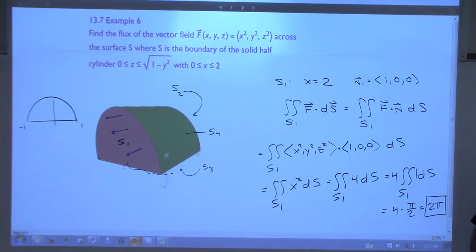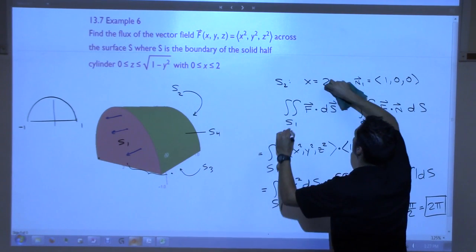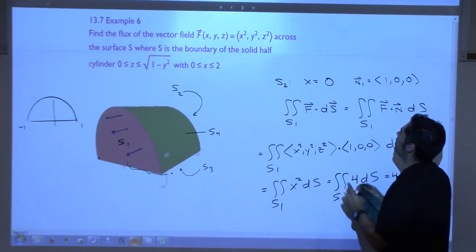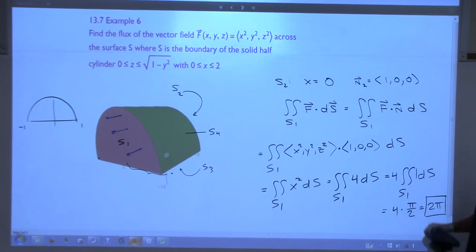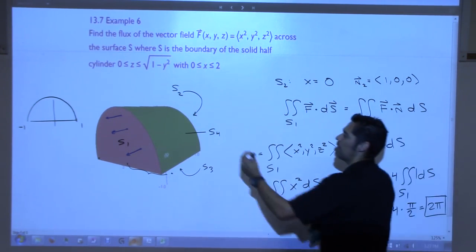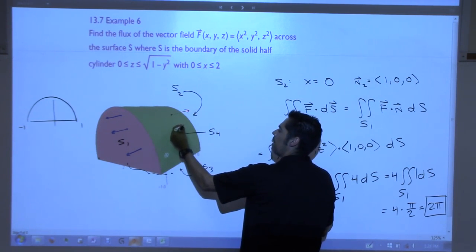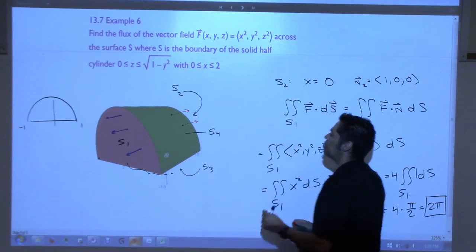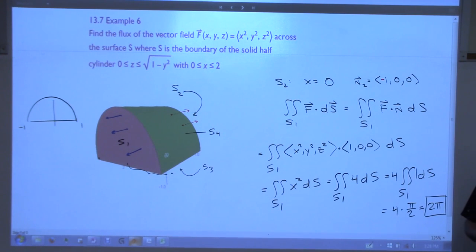Now, let's do S2. S2 is going to be the one that I almost did a second ago. What's the only thing that changes with S2? That becomes 2. That becomes 0. Am I using the same normal vector? Hold on. It should point the other direction because they're coming out the back side. You can't really see them. They're back there, and they're pointed out that way on the back side. So they should be what? Negative 1, 0, 0.